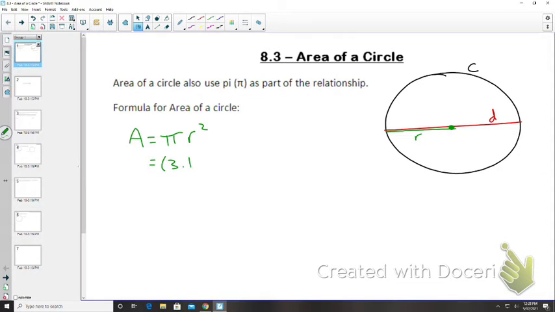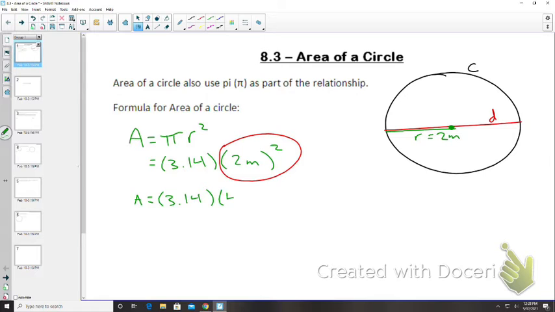Pi would be 3.14. And in this case, let's say our radius is equal to 2 meters. Then our radius is going to be 2 meters squared. Just be careful, because we only want to square the radius, not the pi as well. So it would be 3.14, and 2 times 2 would be 4 meters squared.